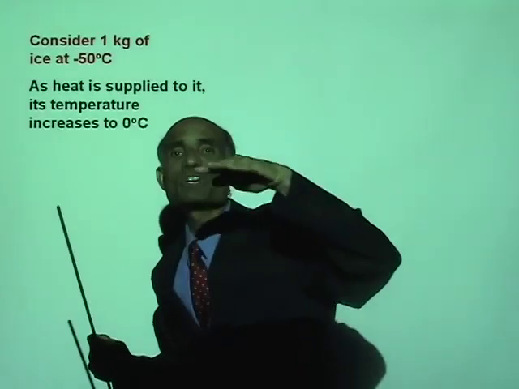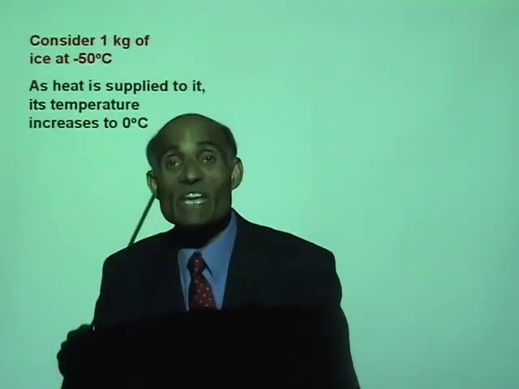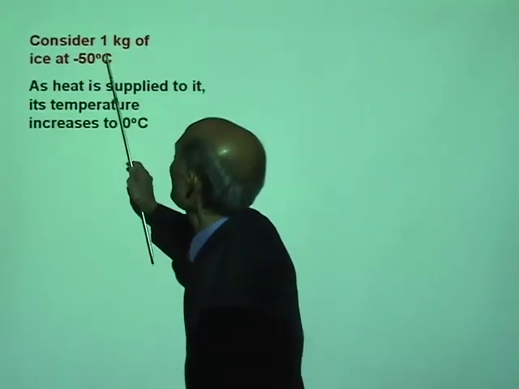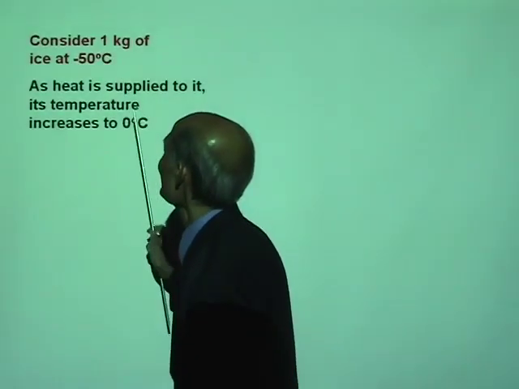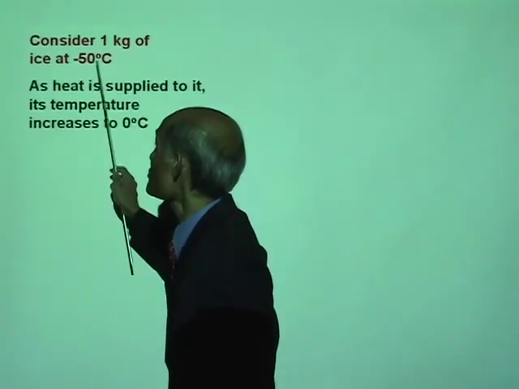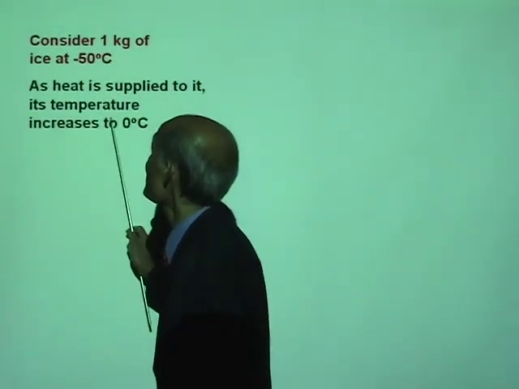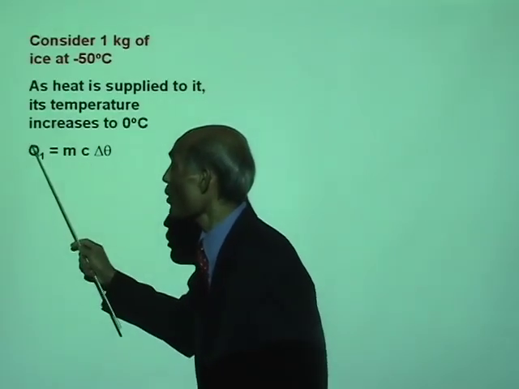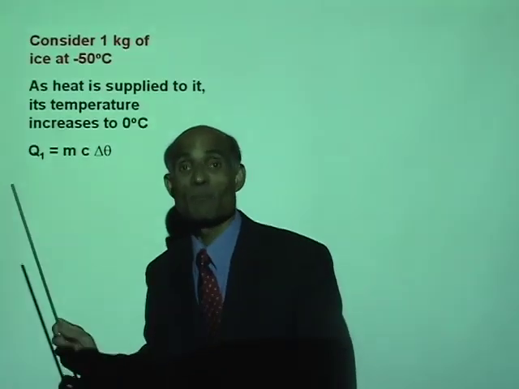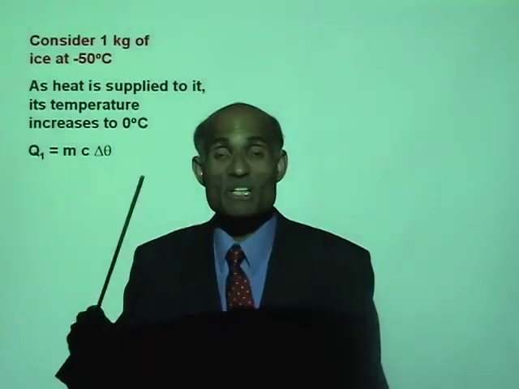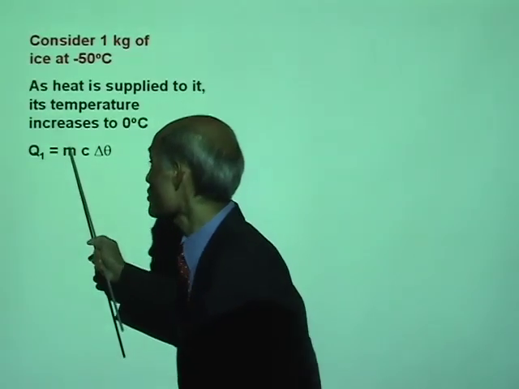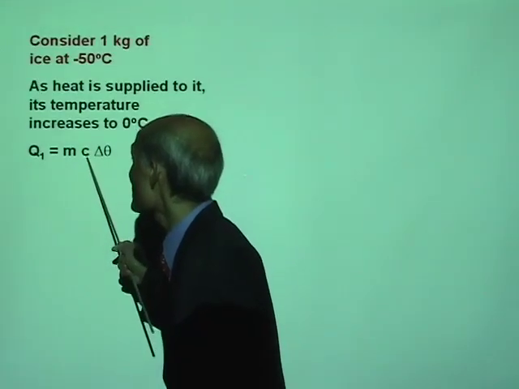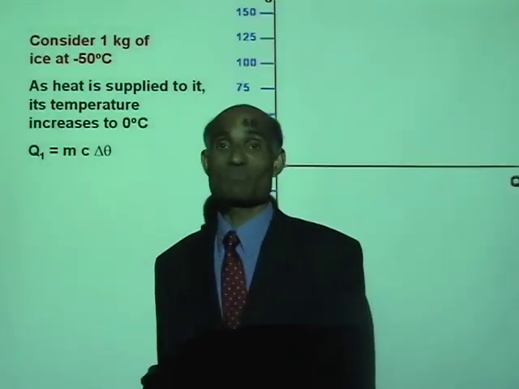reaches 0 degrees Celsius. Can you tell me what is the increase in temperature? When 1 kilogram of ice is heated so that its temperature increases from negative 50 degrees to 0 degrees. Look at the equation we are going to use. I'm going to call that quantity of heat Q1. When there is a change in temperature, it is this equation, mc delta theta: mass multiplied by specific heat multiplied by change in temperature.